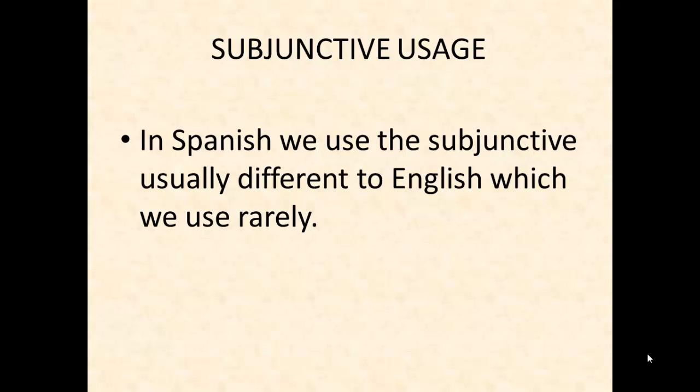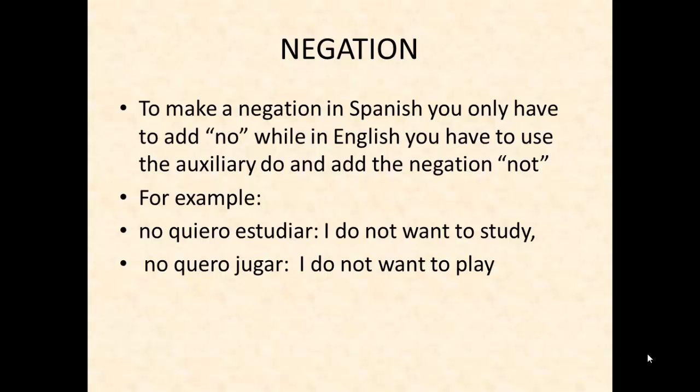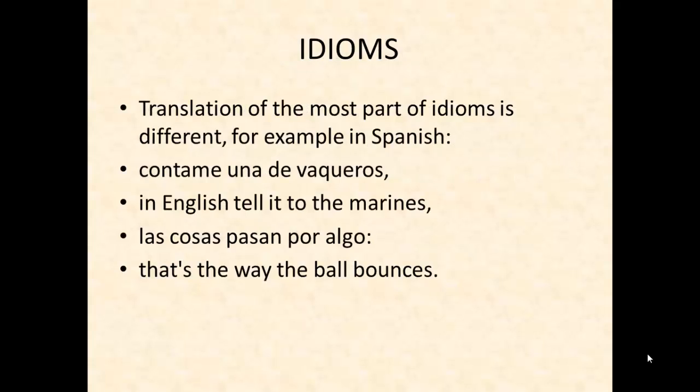Subjunctive usage. In Spanish, we use the subjunctive usually, different to English, where we use it rarely. Negation. To make a negation in Spanish, you only have to add no, while in English you have to use the auxiliary do and add the negation not. For example, no quiero estudiar, I don't want to study. No quiero jugar, I don't want to play.